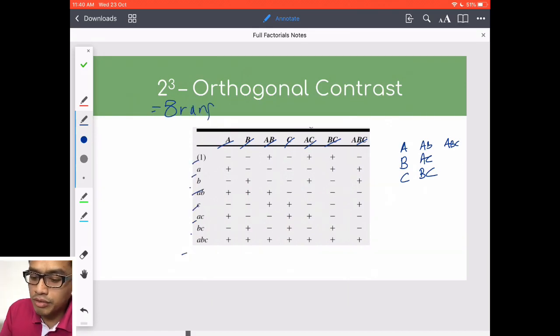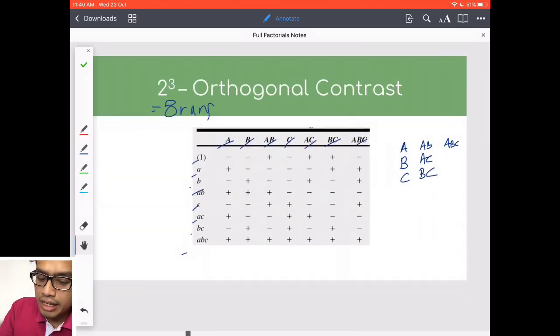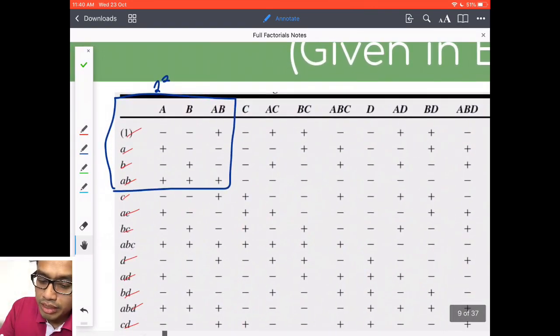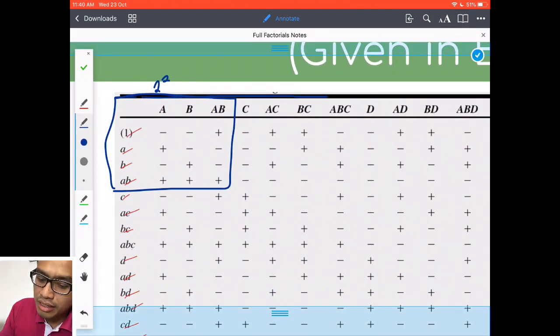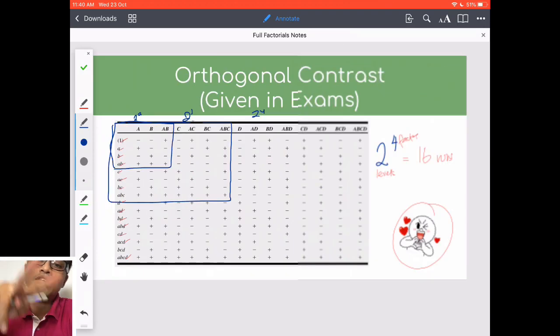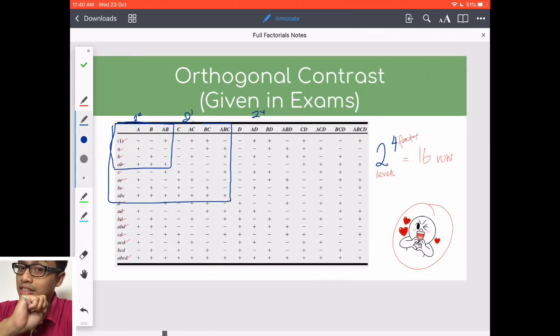So where do I get this from? Go back to this slide. As you can see, magically, oh, that's magic. From here to here is 2 to the power of 3. And the rest is 2 to the power of 4. So you can be given 3 factors, 2 factors, or 4 factors, okay? But again, 2 to the power of 2 is rarely asked in the final exam because it's too simple.